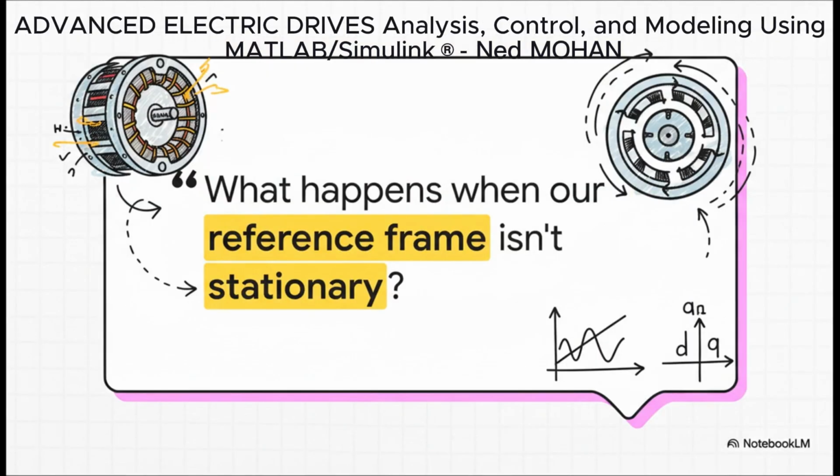And this brings us to our final thought for today. We've done all of this in a stationary reference frame, one that's fixed to the stator. But for high-performance control, it's often way, way better to have a reference frame that actually rotates with the rotor field. And that idea is the entire topic of our next lecture on DQ transformations. Thanks, everyone.